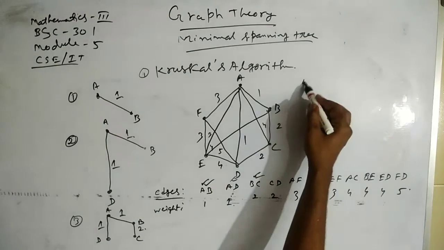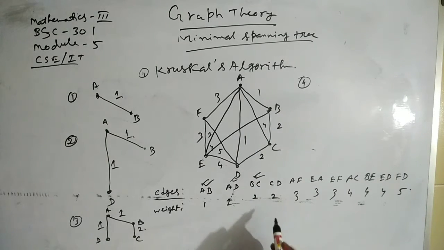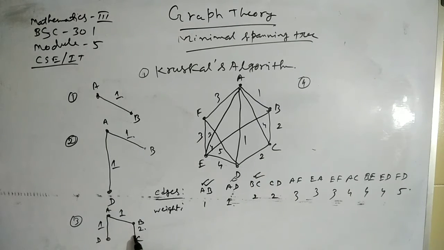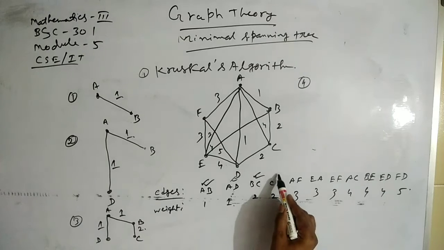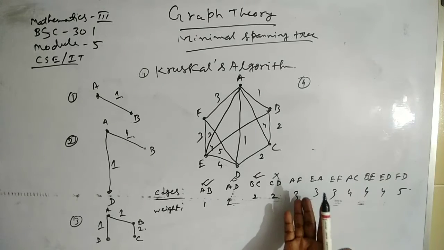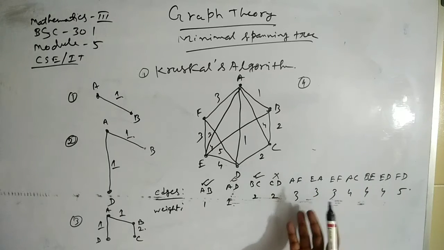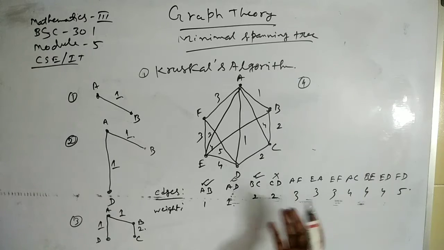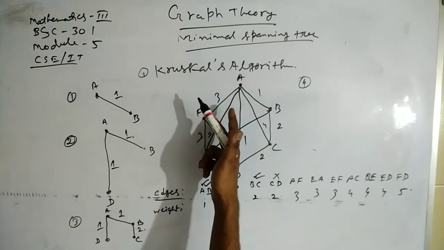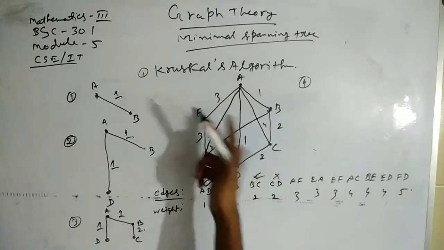Okay. Now number 4. Number 4 is CD. Now if you draw CD, then you see that a cycle will be formed. So we will not take CD. CD is eliminated. Okay. Next, skip this CD and go to the next edge, that is AF. AF is the edge with weight 3. If you draw AF, then you see that this does not form a cycle. So you can draw AF.